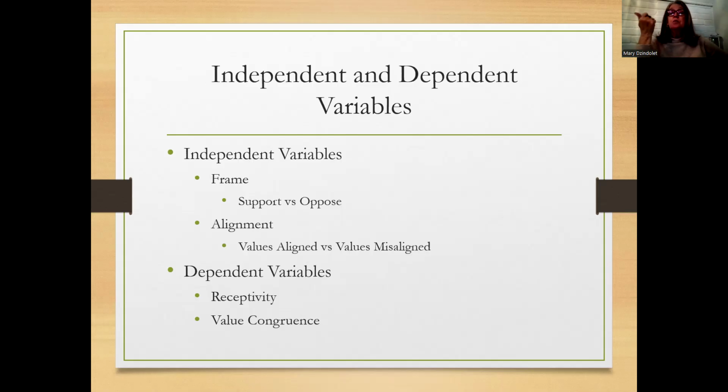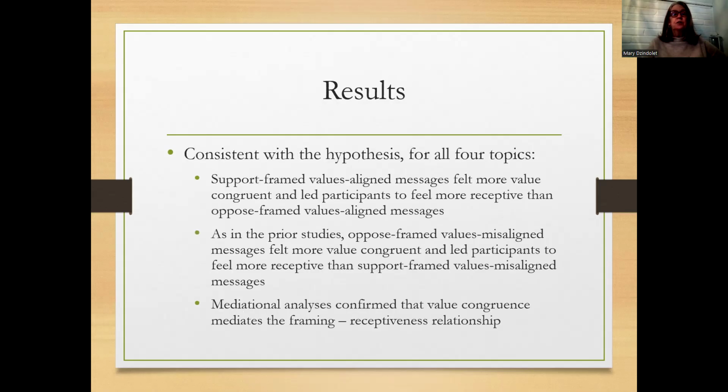So in studies 1, 2, 3, and 4 so far, it's always been a values misaligned, right? You're getting to read a message of someone who has a different point of view. Here, half the people got a message that was different from theirs, half got a message that supported theirs. And the dependent variables were receptivity and value congruence.